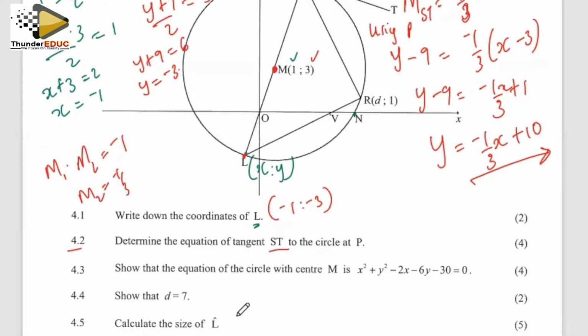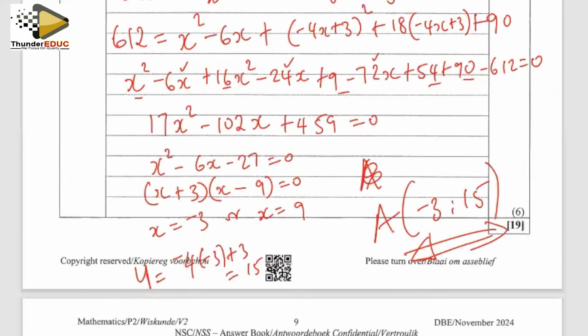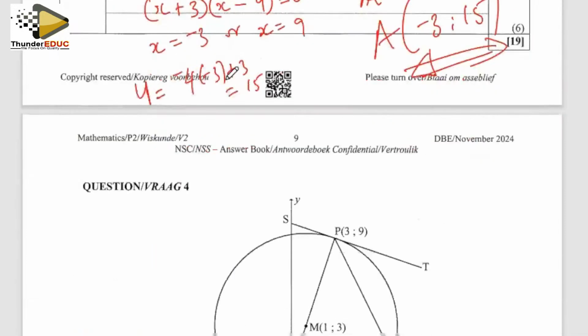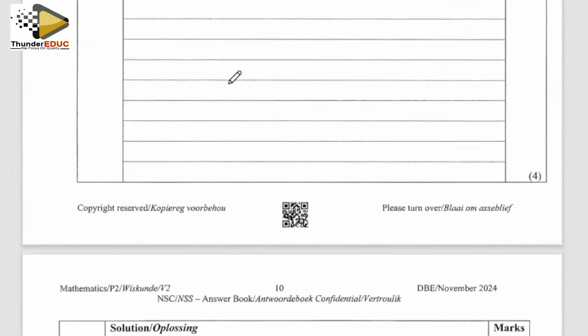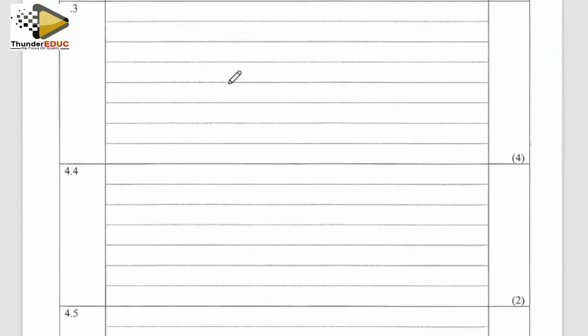All right, then 4.3, can we show that this equation of the circle is given as this? So we have the equation, we just have to move towards that. So we have the center coordinates, which is beautiful. What is missing is just the radius. So let's calculate the radius. So PM, the distance PM, this is 4.3.